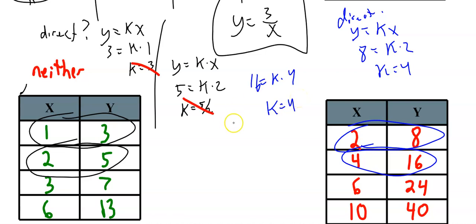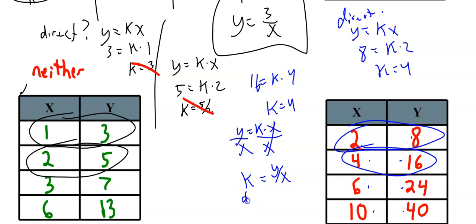Kind of like we did with direct variation, let's just get a rule. Y equals k times x. If you divide by x, you get k is always equal to y divided by x. So if that's always the same, 8 divided by 2 is 4, 16 divided by 4 is 4, 24 divided by 6 is 4, 40 divided by 10 is 4. So yes, it is in fact a direct variation. And the k value is 4, so the equation is y equals 4x.